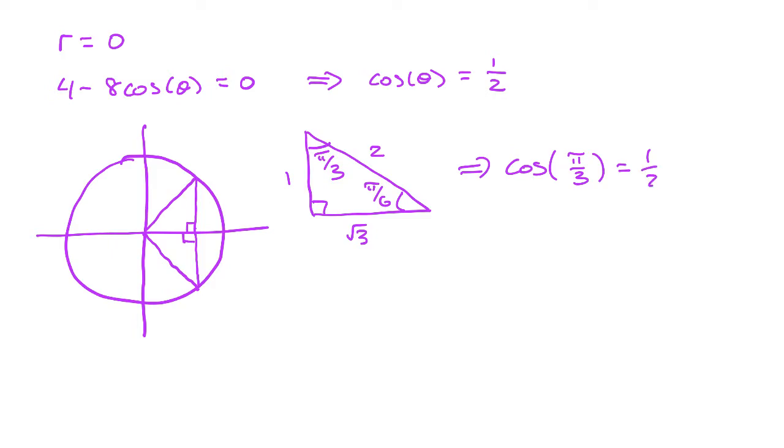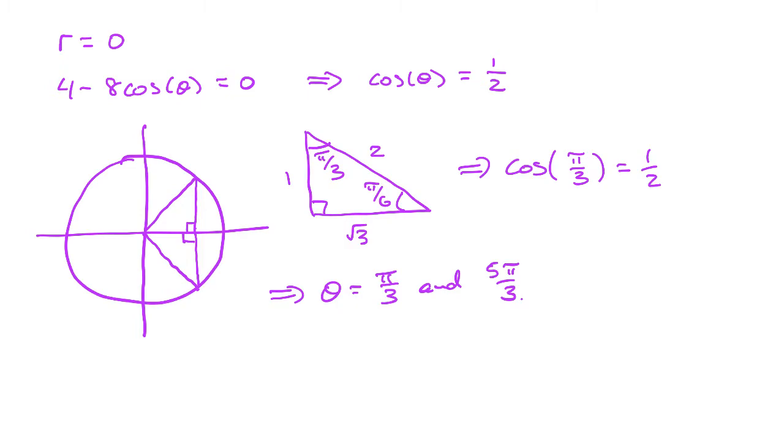And so that tells us that our two solutions are a quadrant 1 solution and a quadrant 4 solution with reference angles of pi over 3. So what we actually have are values where theta is pi over 3, and theta is 5 pi over 3.